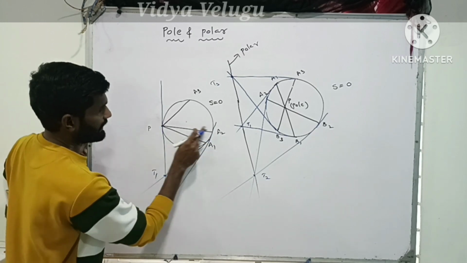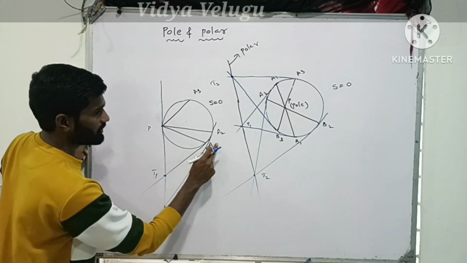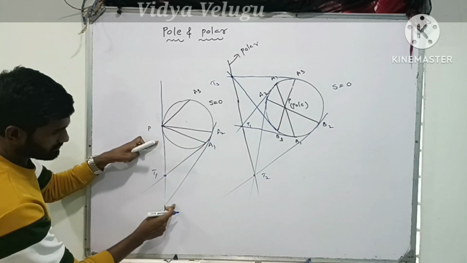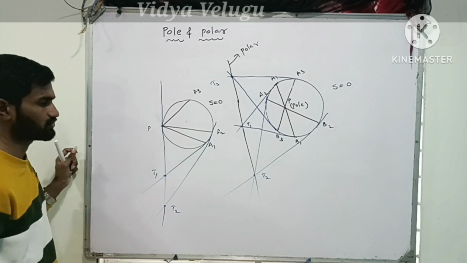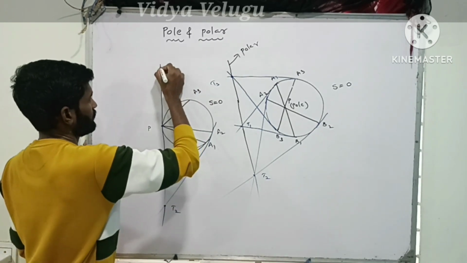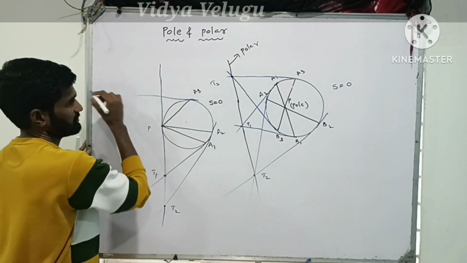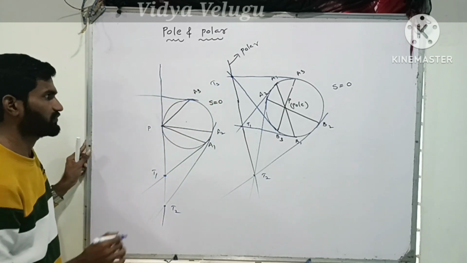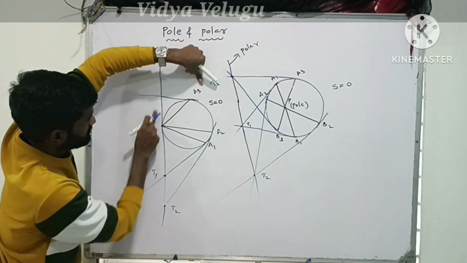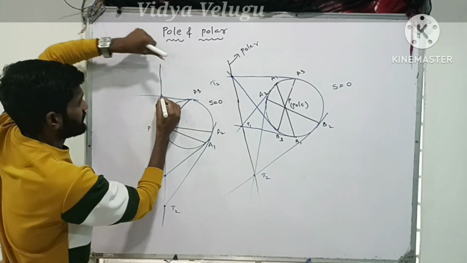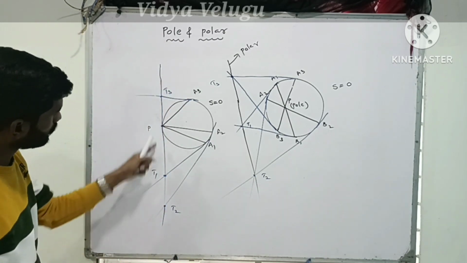Now PA2 is one more chord, right? If I take the tangents at these 2 points, this is one tangent and this is one more tangent. These two intersect here. This is T2. Now if I take the tangent at A3, this is the tangent at A3, and at P this is the tangent. So these two intersect here. This is T3. Now just observe the locus itself.